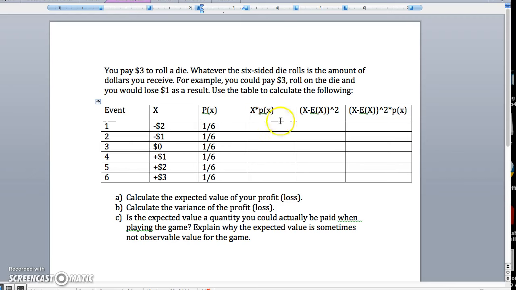Now, when we look at this column here, it's asking us to multiply our X value by our P of X. So this would be a negative 2 out of 6, negative 1 out of 6, 0, 1 out of 6, 2 times 1 over 6 is 2 over 6, positive, and then this one, 3 times 1 out of 6 is 3 out of 6, or 1/2.